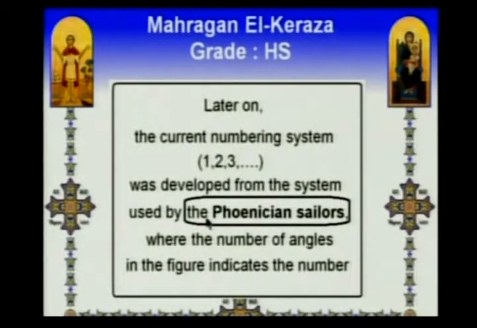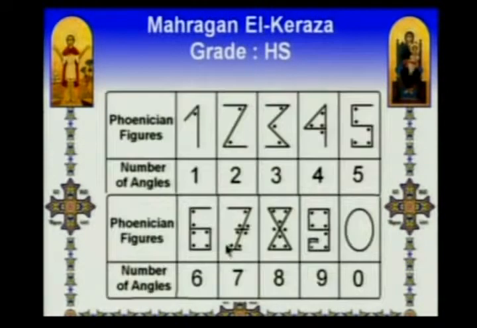This changed with the Phoenician sailors. The Phoenician sailors developed a nice set of numbers, which we use until now in English when you write 1, 2, 3, and so on. This is what the Phoenician sailors used to do: they designed certain figures with a certain number of angles. I'm going to show you this here.